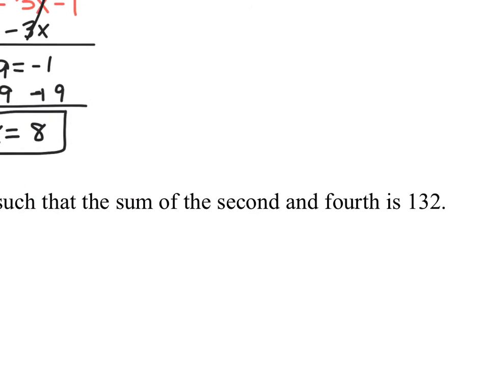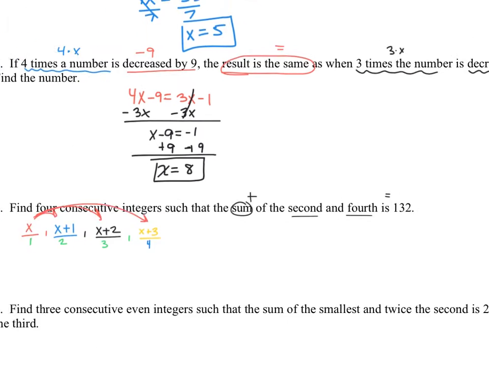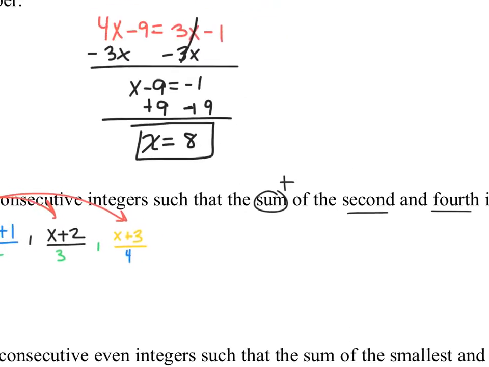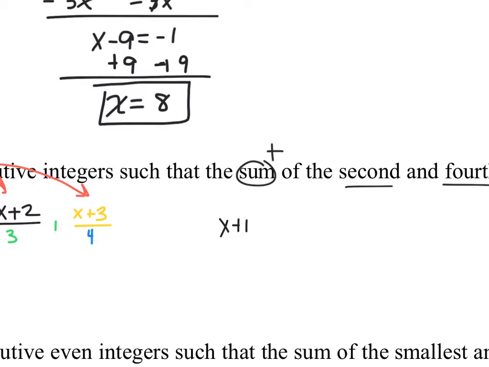But I know that the sum, which is addition, of the second and the fourth is 132. So it's going to be equal to 132. So I know my second integer was x plus 1 and my fourth was x plus 3. So what I need to do is x plus 1 plus x plus 3 equals 132. So I combine my like terms. x plus x is 2x. 1 plus 3 is 4. And that's equal to 132. Go ahead and solve that two-step equation.